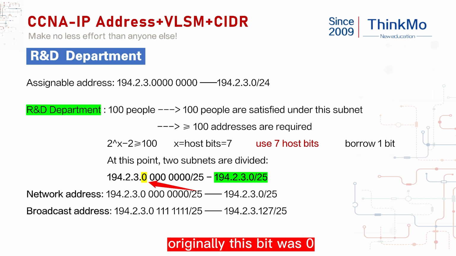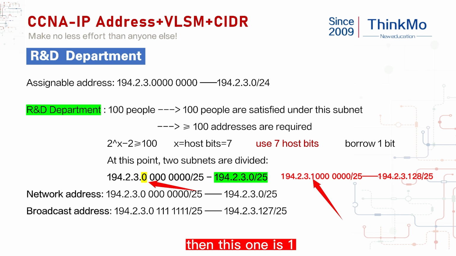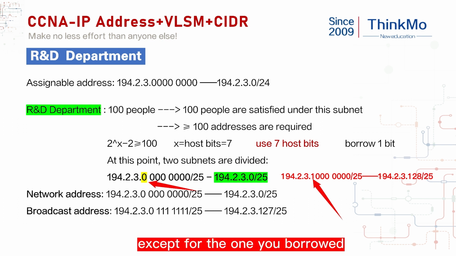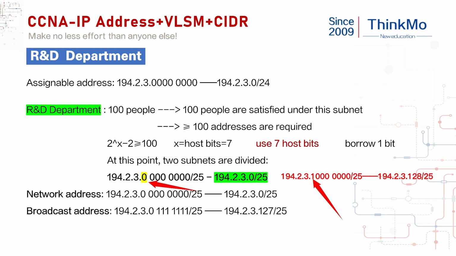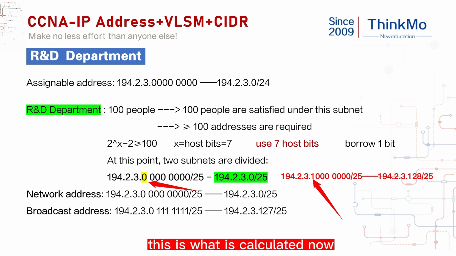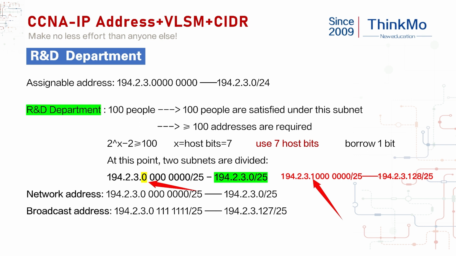Originally this bit was 0. Now divide 1 more, then this one is 1. This is the one who borrowed. Then for the subnet, except for the one you borrowed, the last 7 bits are the host bits, all set to 0. This is what is calculated now. The above calculation should be 0.0. This one below is 0.128.